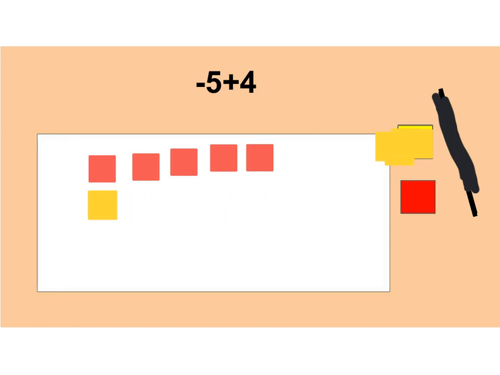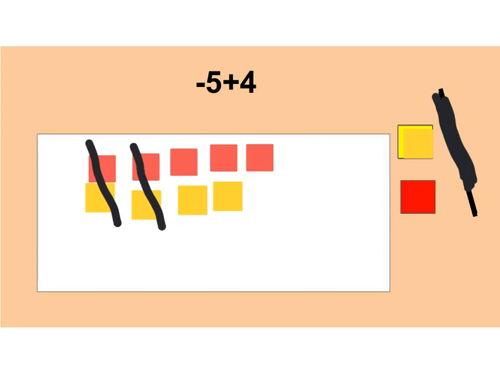Well, let's take a look. Let's model this. We have 5 negatives, 1, 2, red this time, 3, 4, 5 negatives, and I have 4 positives, 1, 2, 3, 4. Aha, once again, we have some zero pairs here. So these are going to cancel out. We'll use this to cancel, that's zero. These are going to cancel out. Okay, 4 of them cancel out. And we just have 1 left, and it is negative.